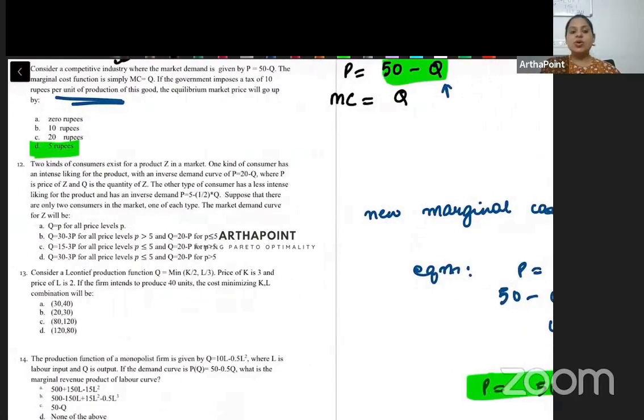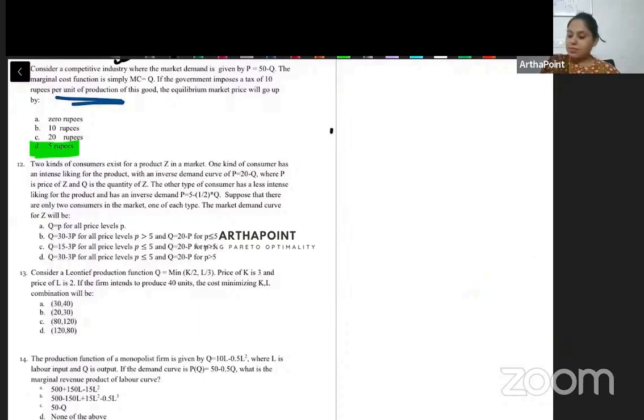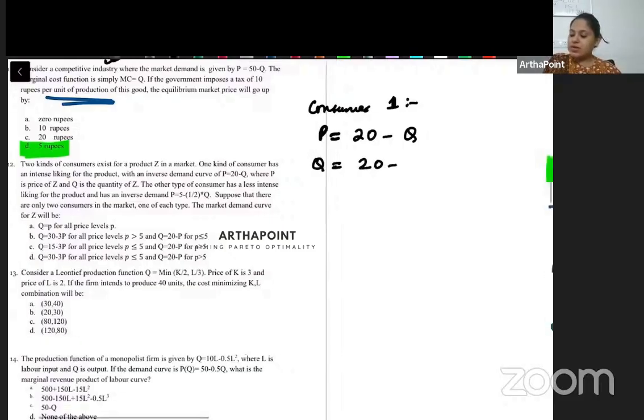It says 2 kinds of consumers exist for a product Z in the market. One kind of consumer has an intense liking for the product with inverse demand function given by P is equal to 20 minus Q. पहले सिर्फ इस consumer की बात करते हैं. Let's say this is consumer 1. This consumer 1 has P is equal to 20 minus Q. So beta, what will be Q? Q will be 20 minus P.